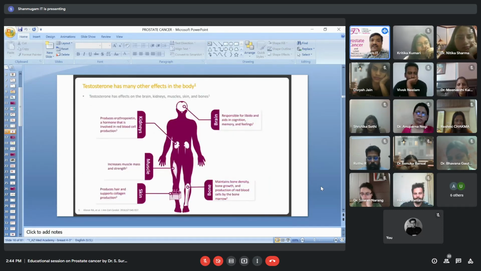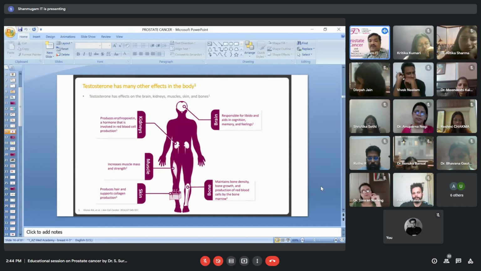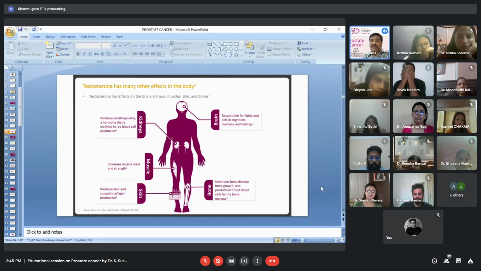So what are the other effects of testosterone? We need to know this because when we block testosterone with anti-androgens, it can also affect male hormone related functions, and that is what we will experience as side effects. Testosterone in the kidney produces erythropoietin. In muscle, it increases muscle mass and strength. In skin, it produces hair and supports collagen production. In bone, it increases bone density, bone growth, and production of RBCs. And in the brain, it is responsible for libido and aids in cognition, memory, and feelings.